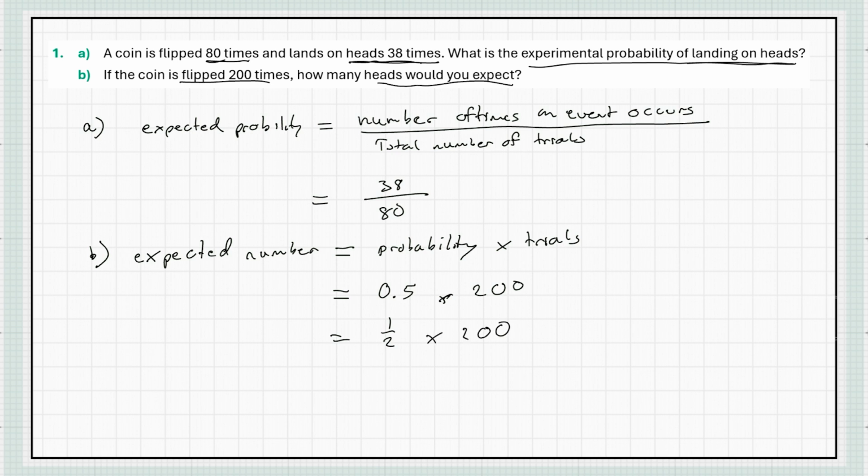Right? They're the same thing. Now, half of 200 is just 100, so according to theoretical probability, we would expect that if we flip the coin 200 times, we would receive 100 heads as our result. Now, sometimes it will ask you to estimate the expected number based on the experimental probability, but usually it just wants the theoretical.